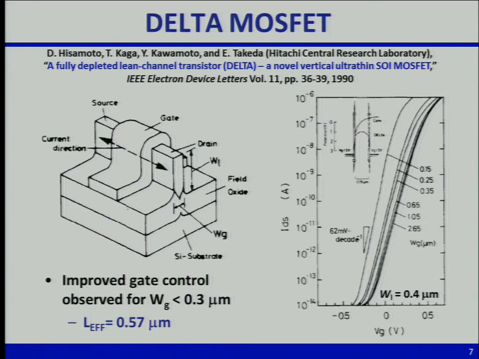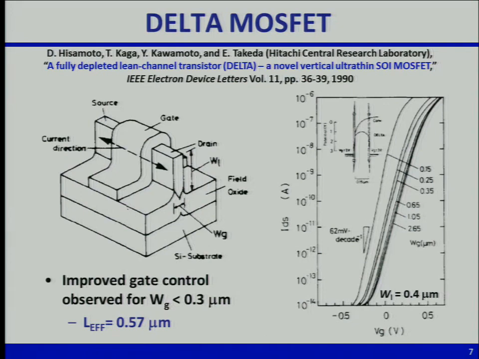So this was the very first vertical fin-like 3D transistor published, but notice the gate length. What was the gate length? The gate length was pretty long. Where is that? Lower left. Oh, yeah, it's 0.57 microns. So nowhere close to where we were aiming.